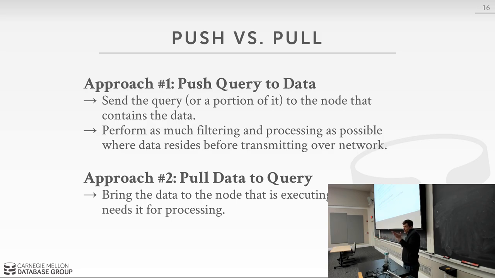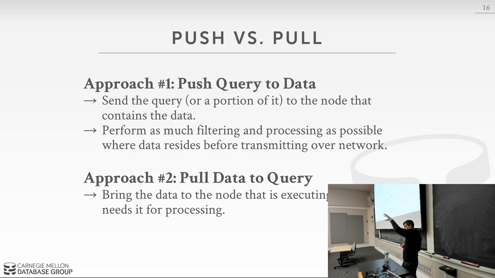Think of a shared nothing system, which has its own CPU, its own memory, its own disk. Rather than having that node send the data to another node to process the query, I can just send the query to the data. It can process it locally and send back just the results. Sending the query and sending the result back is smaller than sending all the data you would have to send to do the query. Now contrast this with the pull-based model.